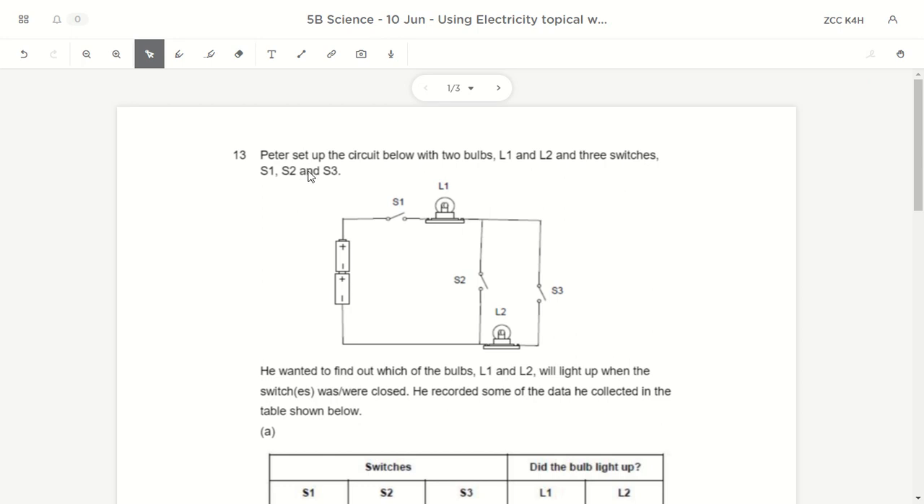Right, today we'll be going through the last part of the using electricity topical worksheet, questions 13 to 15. Same thing, make sure you do the corrections and I'll see you back in school next week. Alright, so let's start with question 13.